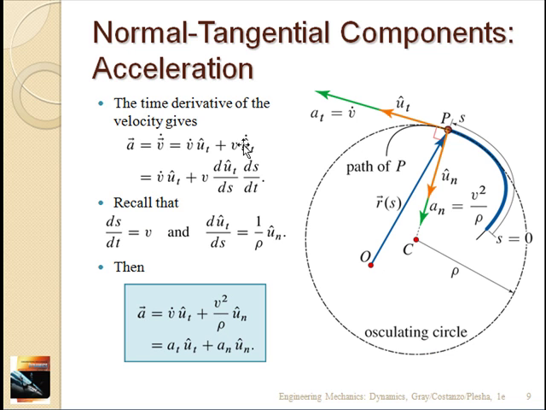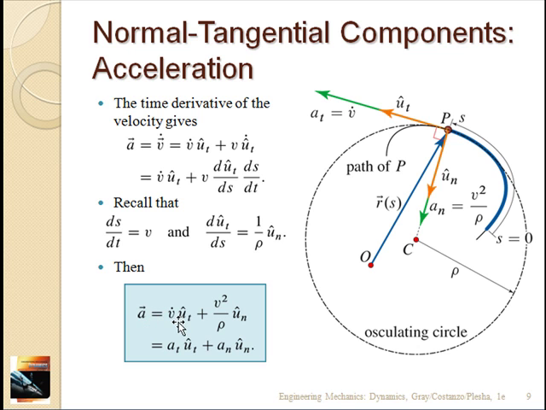Now the acceleration is where it gets interesting. So now the acceleration is the time rate of change of the velocity. So it's v dot times u hat t plus v times u hat t dot. So v dot u hat t is straightforward. v times u hat t dot is v times du hat t/ds times ds/dt. Chain rule like before. ds/dt is the velocity as we saw before. So that's going to give us a v squared term here. And then du hat/ds is 1 over rho times u hat n. So it's inwardly normal, and the magnitude is 1 over the radius of curvature.